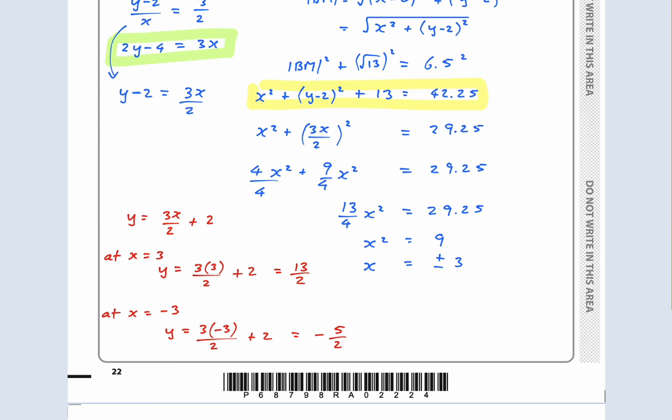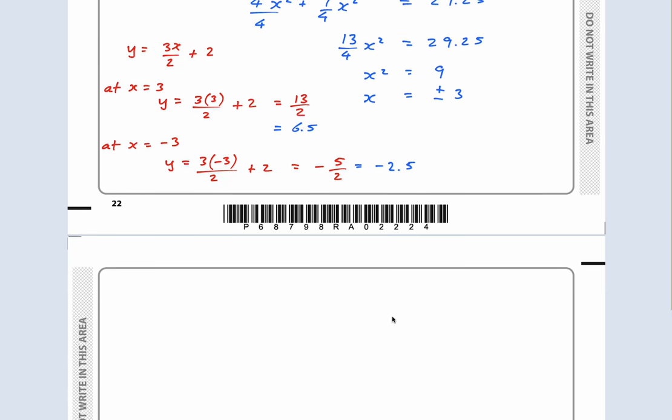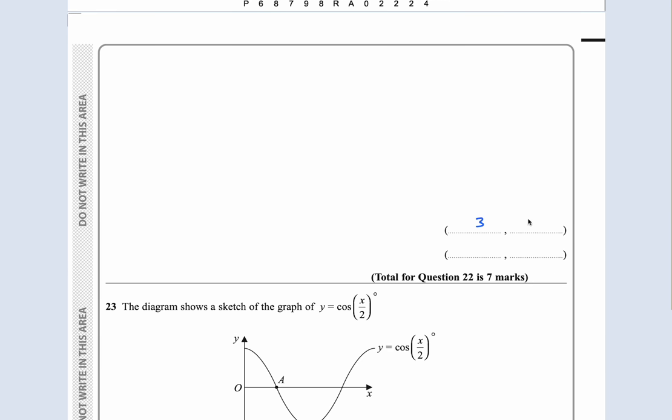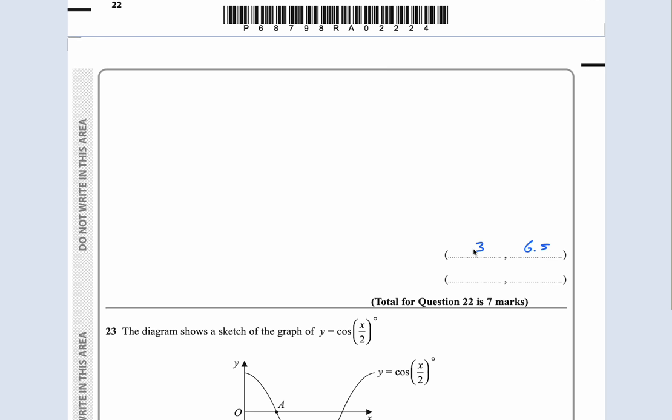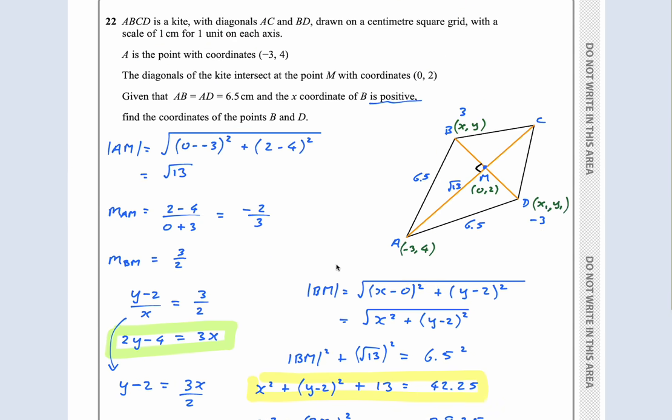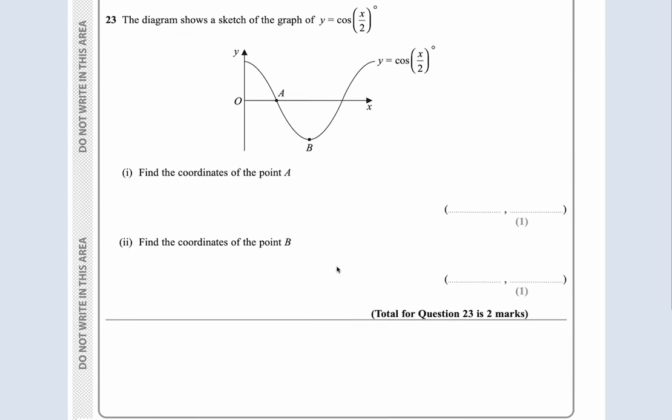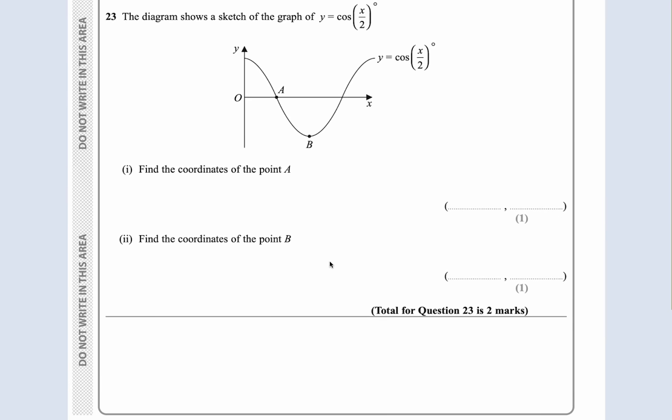So that means my coordinates are 3, 6.5, and -3, -2.5. So I have 3, 6.5, that is B, and -3, -2.5. Okay, so guys, as I said, super duper hard question. Okay, 23.